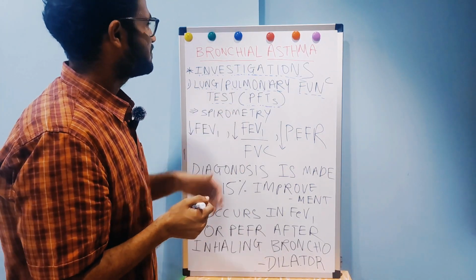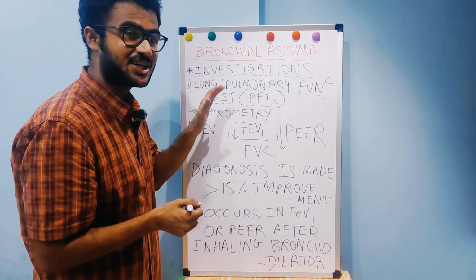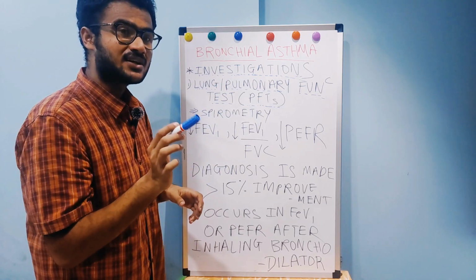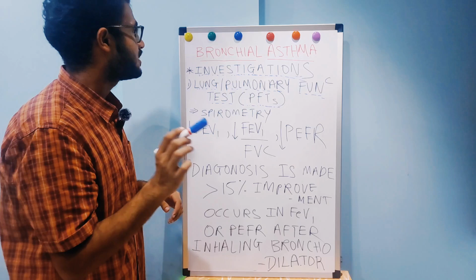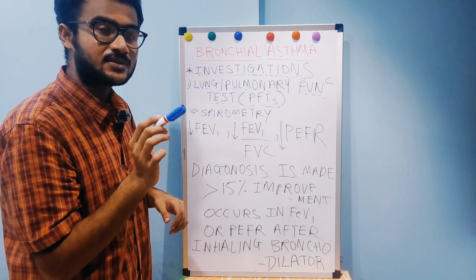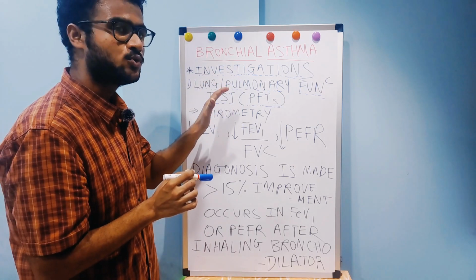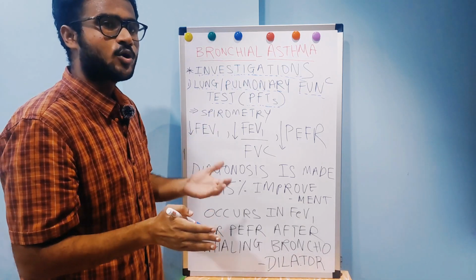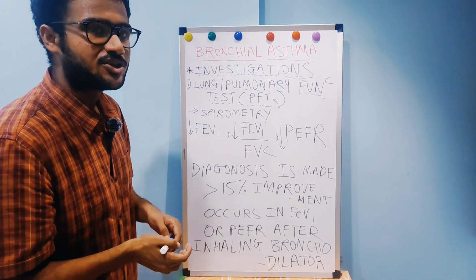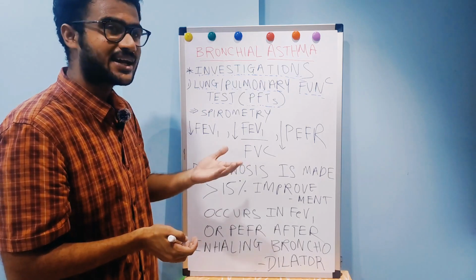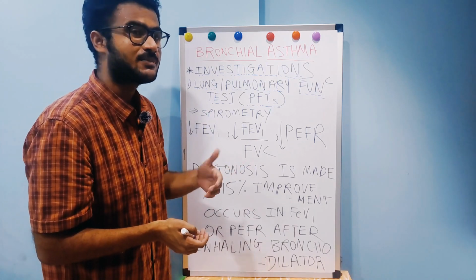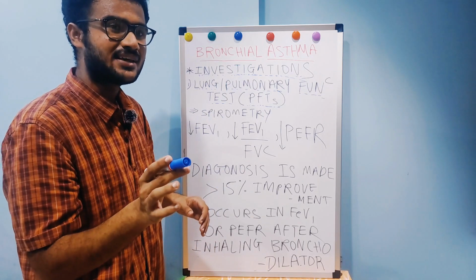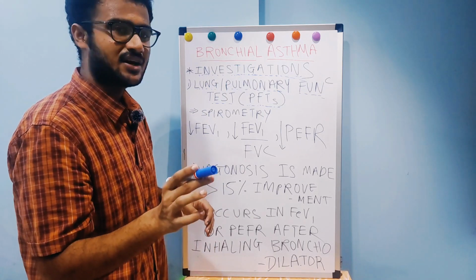Hello everyone. In this part I would be discussing the investigations we do in order to diagnose bronchial asthma. In the previous class I discussed the pathogenesis of bronchial asthma. Usually we diagnose bronchial asthma through a good history. We take a good history of the patient, and by looking at the clinical features of the patient, like wheeze, difficulty in breathing, cough, etc.